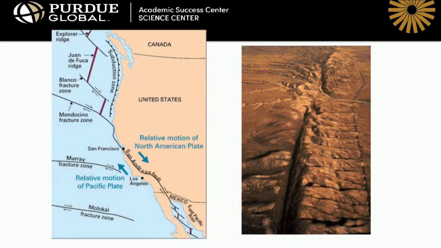The third kind of boundary between plates occurs when one plate scrapes past the other, with no new plate material being produced. The San Andreas Fault is the only currently active plate boundary within the continental United States and is an excellent example of a transform plate boundary.